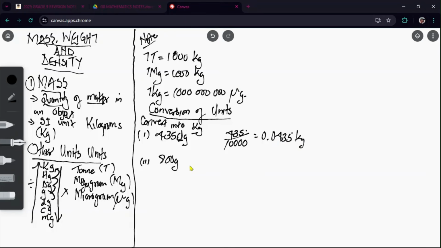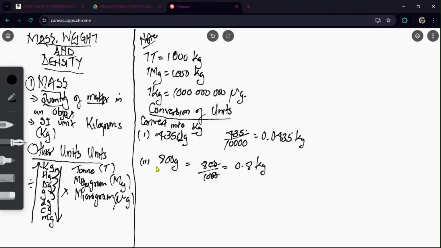You'll do the same thing for that. I am moving 800 grams into kilograms. Grams is here. We move how many steps? 1, 2, 3. So this is the same as dividing 800 by 1,000, and the answer is the same as moving just 1 step: 0.8 kg. So that is how you convert units.